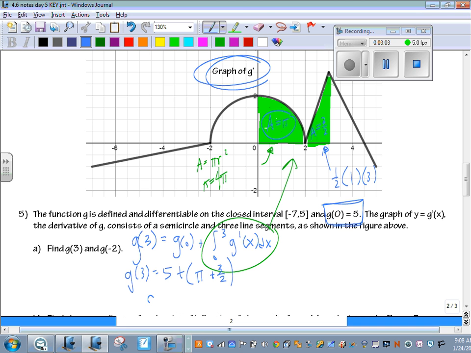So we can combine like terms. We can add the 5 and 3/2. So this is like 10/2 plus 3/2. So we get 13/2 plus pi.